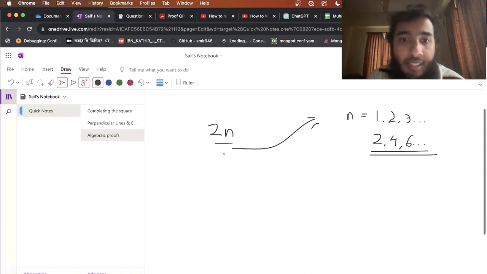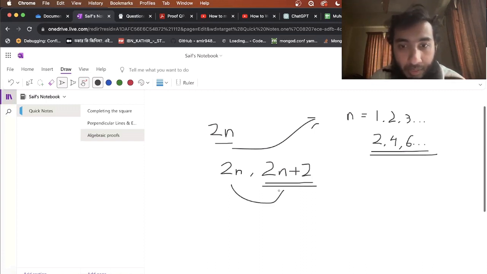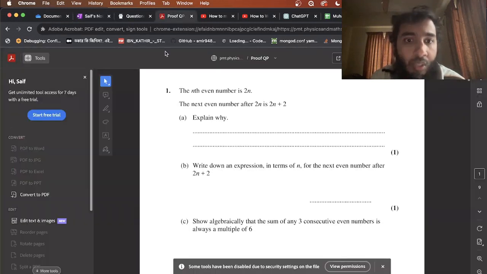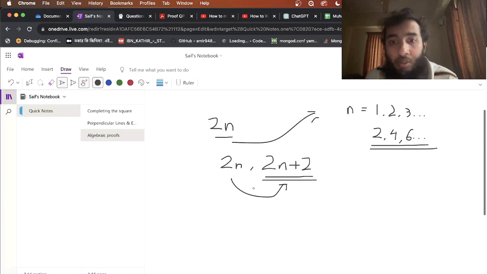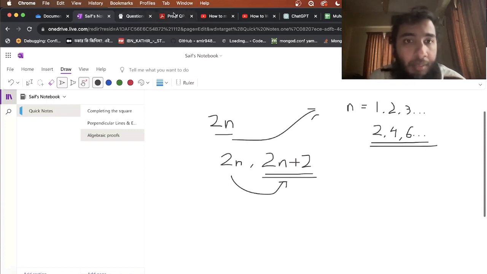So if twice n yields a sequence of even numbers, what will be the immediate next number after twice n? It will be twice n plus 2. This is the immediate next even number after twice n. So this is what is required. You have to explain how the next even number is twice n plus 2, because twice n plus 1 is an odd number, so twice n plus 2 will be an even number.